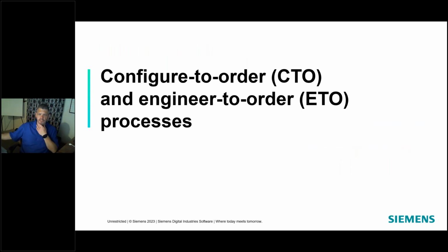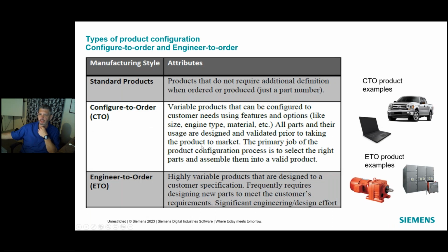So taking a look at the different options here, right? We're going to look at the configure to order. We're going to look at the engineering to order process, right? So we start off with a standard product, right? No additional definition. The order's placed. It's just a part number. It sells, it goes out to manufacturing, it's produced, and then delivered to the end customer.